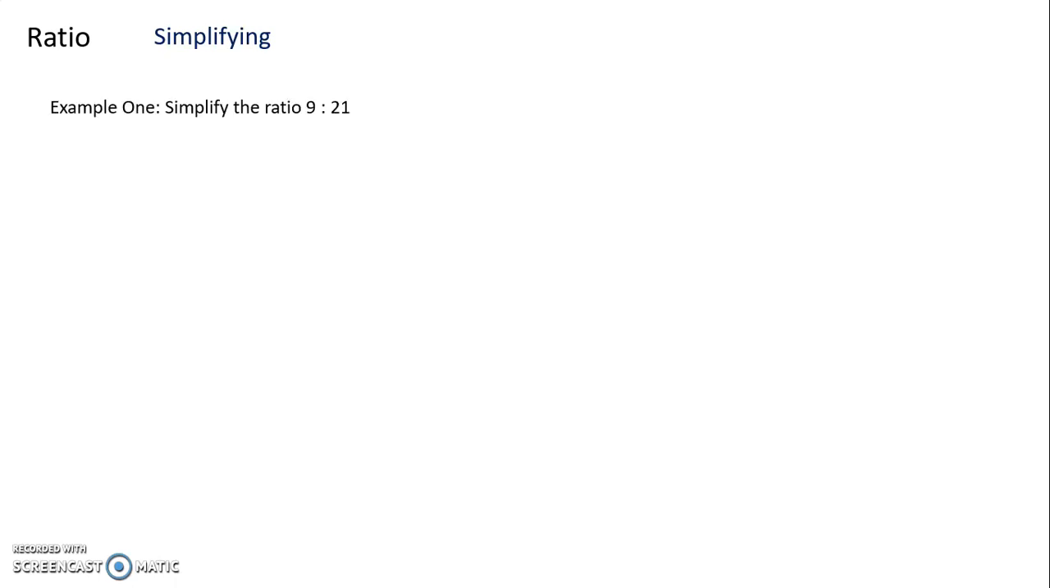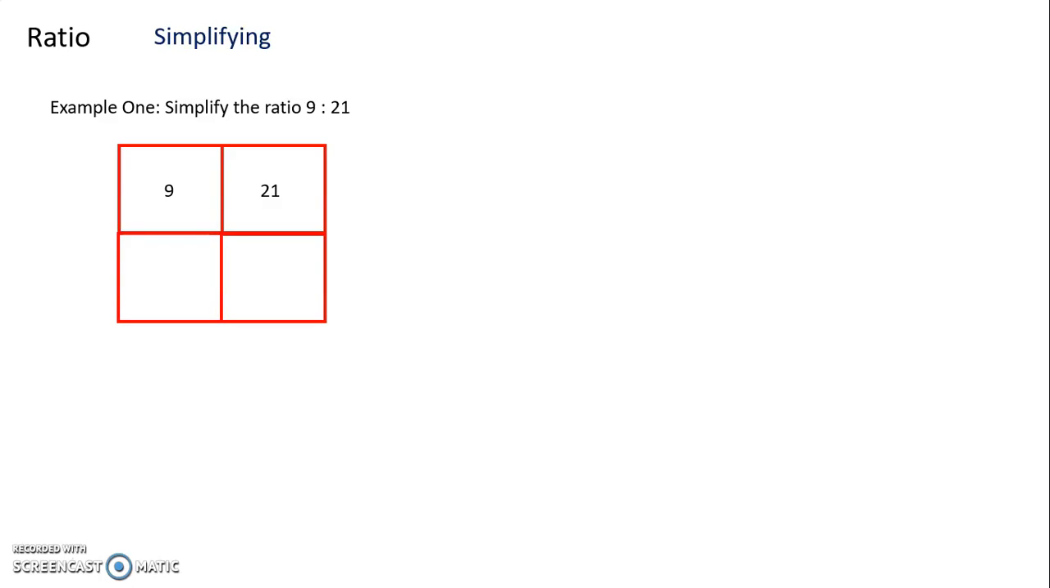Example number 1, simplify the ratio 9 to 21. So what's really important for us with ratio is to develop being able to use proportion boxes, which we have seen before when we did percentages, because these are really, really useful for harder questions. So it's important we develop that technique now when we're doing slightly more straightforward tasks, and then we'll be more familiar with them when we move on to harder questions. So I'd really like you to use these proportion grids.